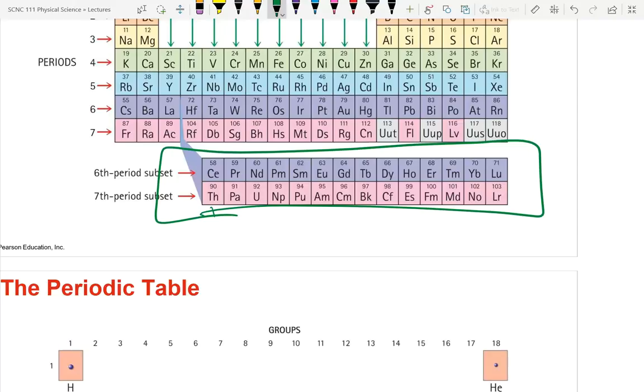You notice the first period had, how many elements are in the first period? 2. How many elements are in the next period? There's an additional 6. So there's 8. So there's 2 in the first period, 8 in the second period. There's an increase in the number. The third period, in theory, you would have an additional 10.